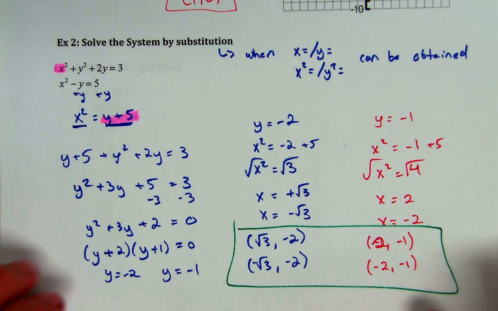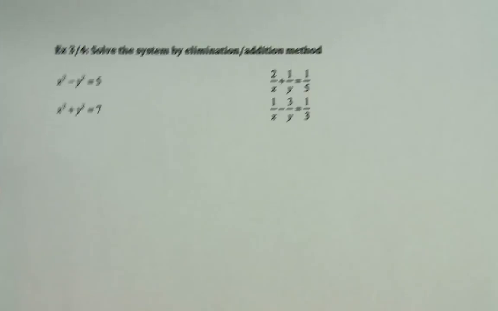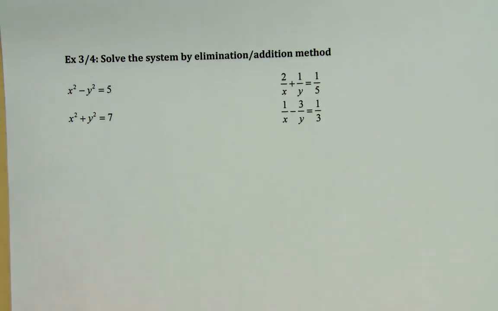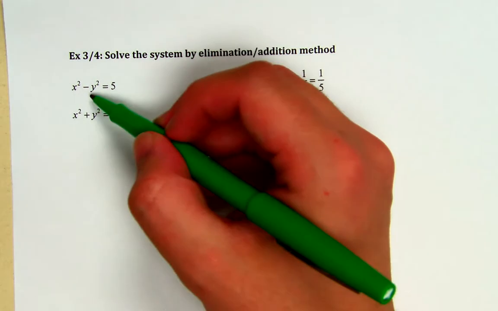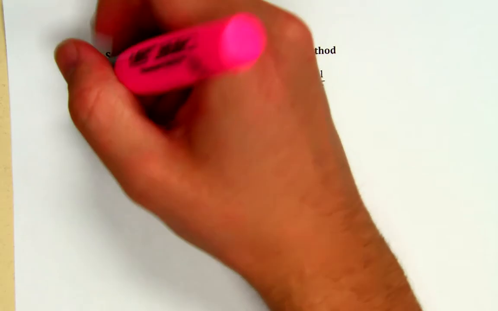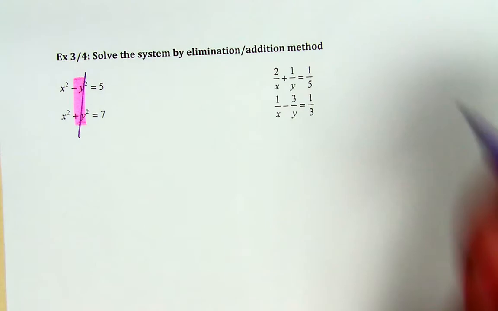Alright, so now we've got a few more methods here. We have to solve some by elimination, or the addition method. You want to use this when you can easily cancel out terms. So here, look, we've got opposites of each other: negative y and positive y. Well, if you start out with opposites of each other, add them together.